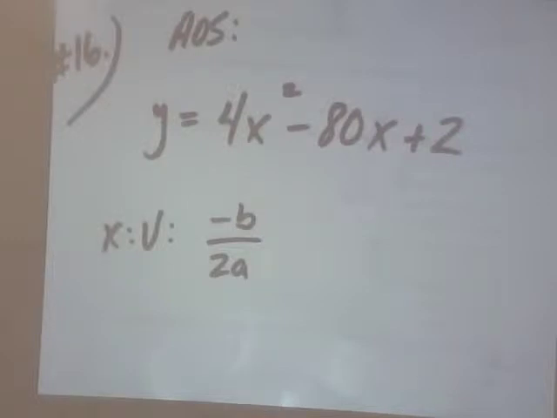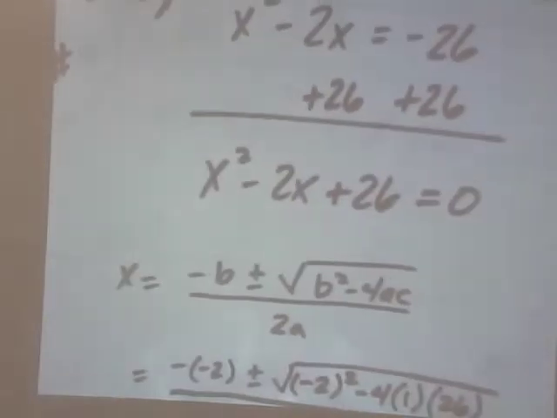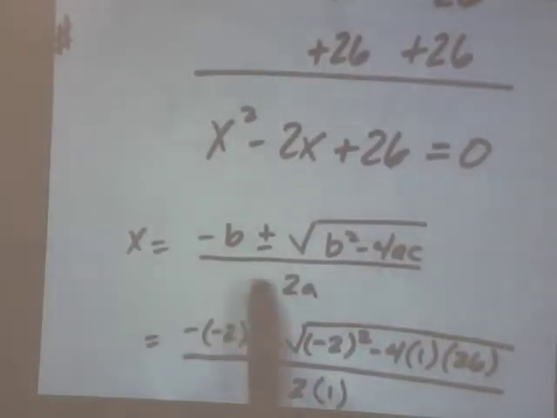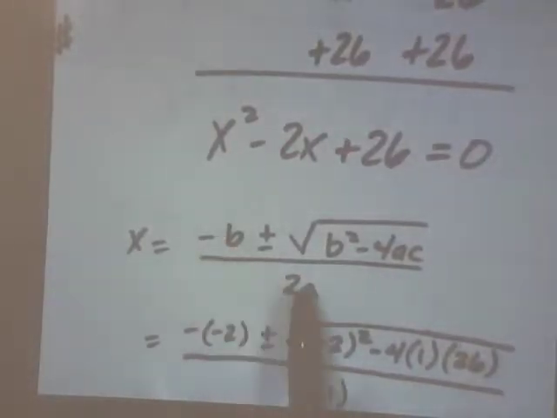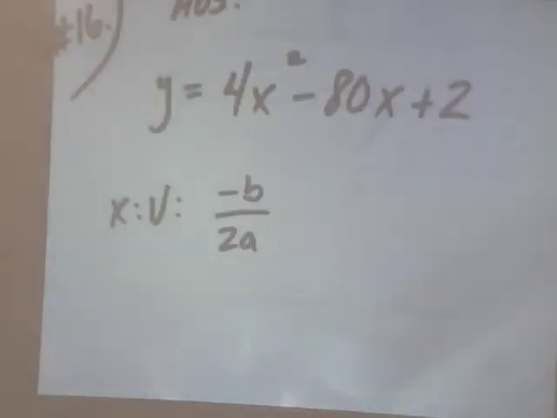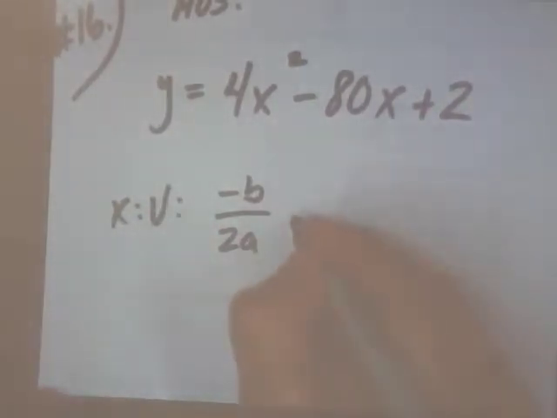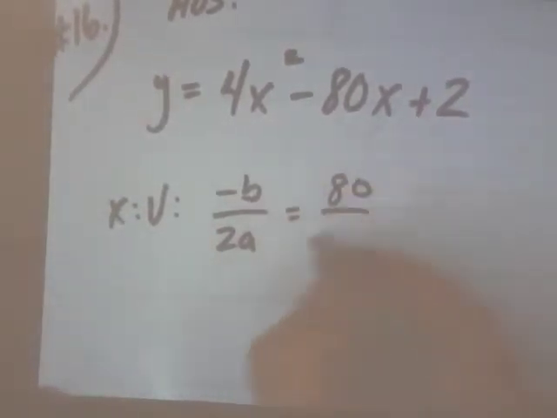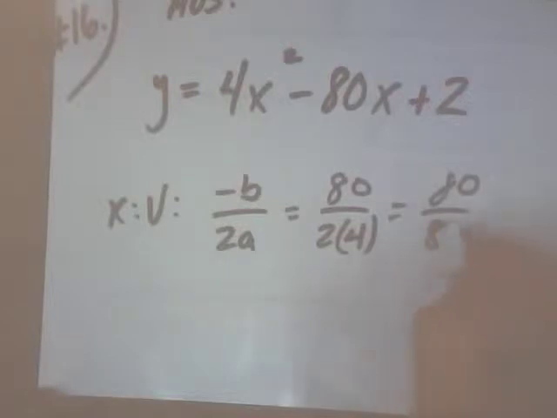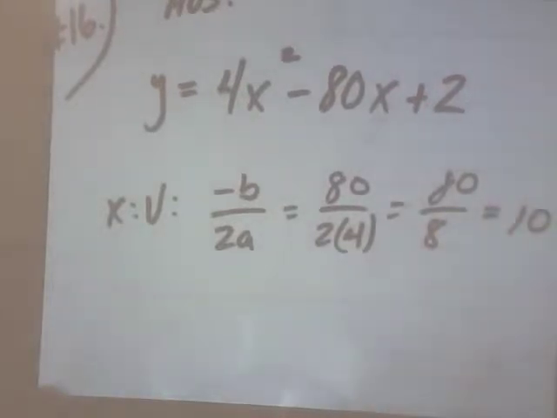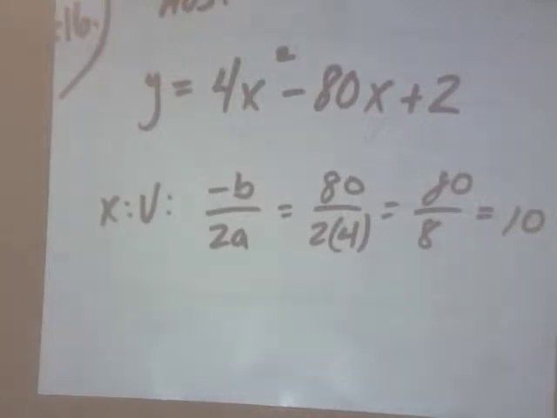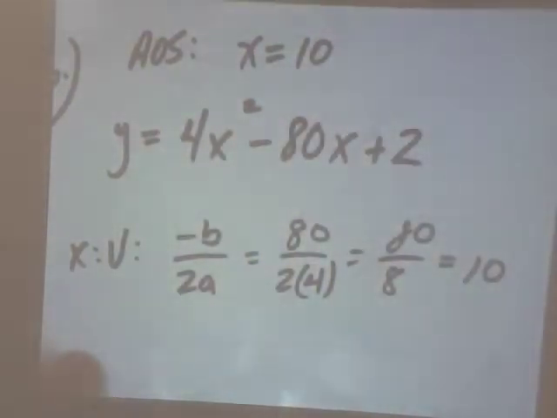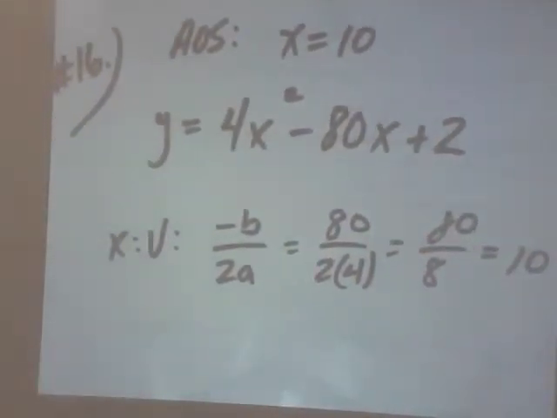Some of y'all have a hard time memorizing that, right? Let me give you a little clue. It's that part right there, okay? All right, so the opposite of b would be 80 over 2 times a, so that's 80 over 8 or 10. So the x part of the vertex is 10. Is that all I need? So the axis of symmetry is x equals 10. Questions on number 16?